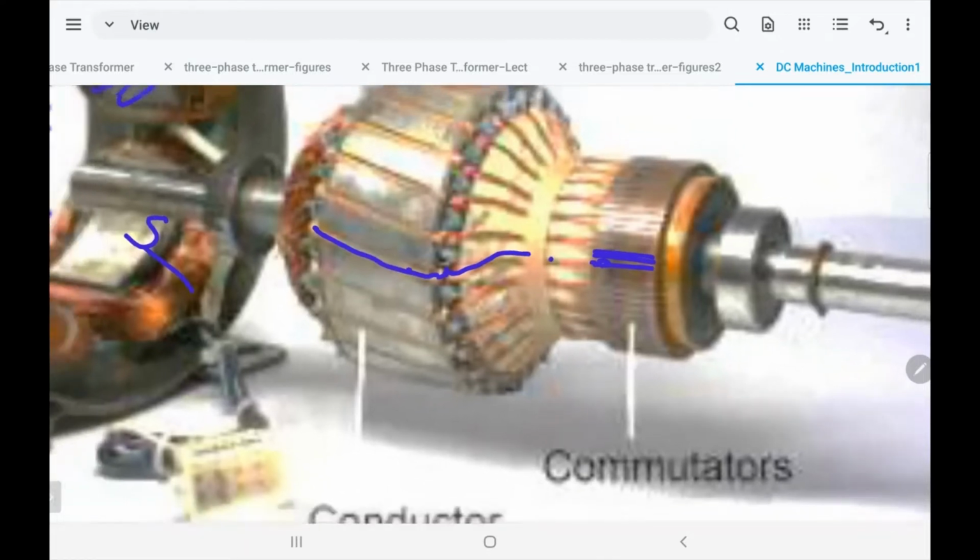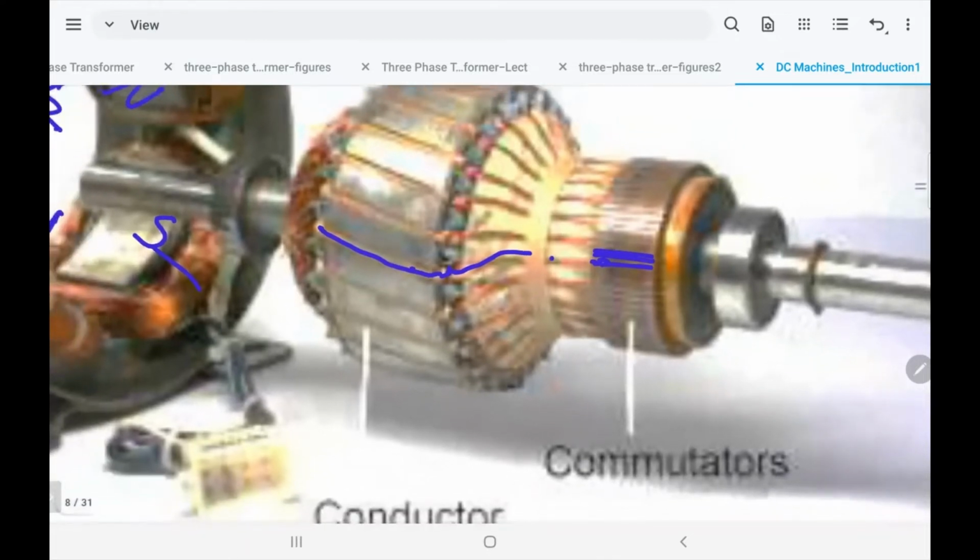But the problem is how to connect the commutator to the battery, the DC source. How do you do that? If you connect a wire to the commutator, it will be a big mess, right? Imagine if you weld a wire here to go to the battery. When it rotates, what will happen? The whole wire will go around, right?